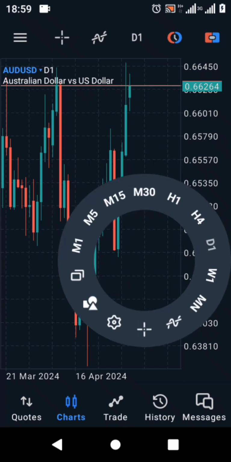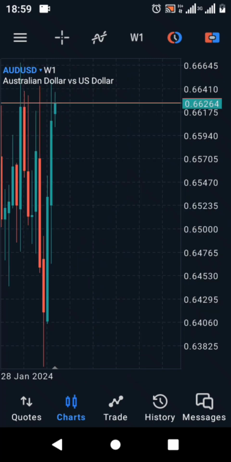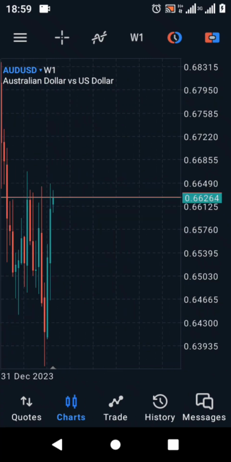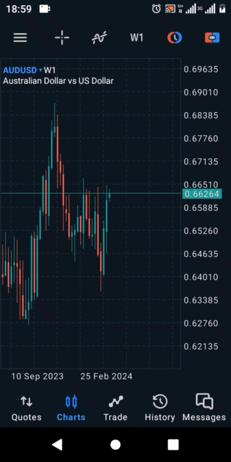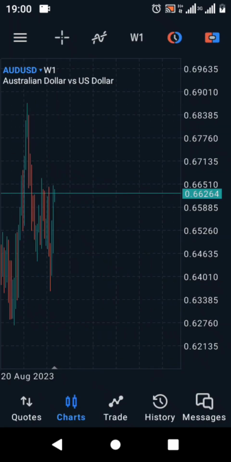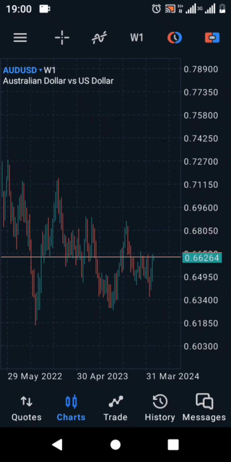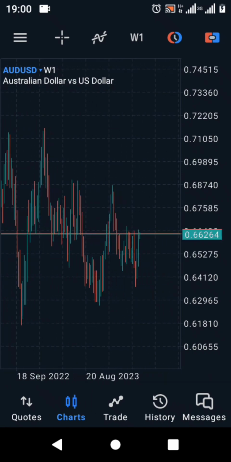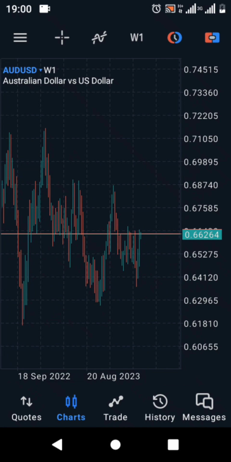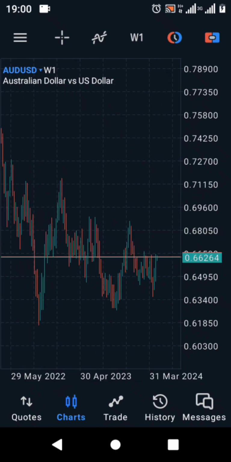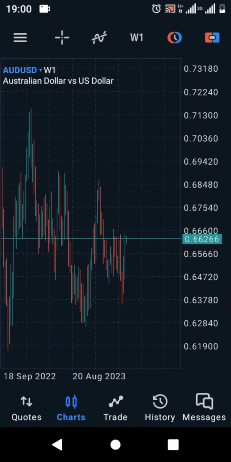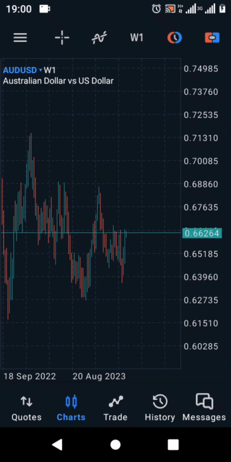As you can see now, why is this thing so slow? Okay, now we are here on my weekly time frame. The first thing we are going to do is check what we call the market structure. As you can see, the market was dropping. Now you see, this is a channel, an ascending channel.